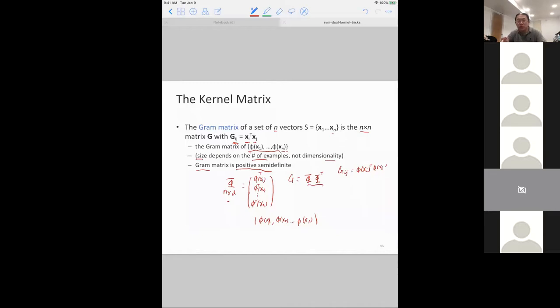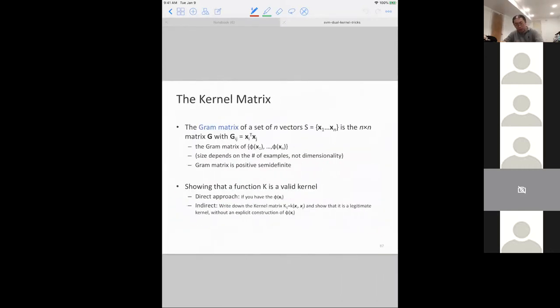So now based on the structure, we can show that for any non-zero vector z, z transpose G z equals z transpose phi, big phi transpose z, right? And this is a vector. So this is essentially an inner product of a vector with itself. So it's the square of the norm of this vector, which will always be non-negative. We can show that it's pretty straightforward: the Gram matrix is always positive semi-definite.